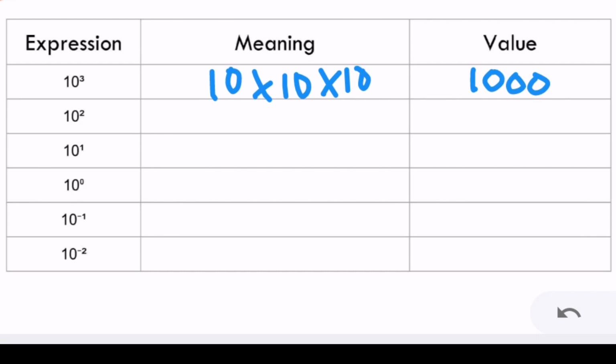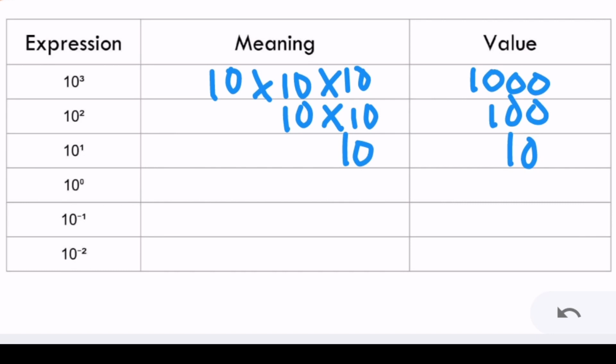For 10 raised to 2, we have 10 times 10. And its value is 100, since 10 times 10 is equal to 100. For 10 raised to 1, what we will be left with is just simply 10, since we just simply use 10 once. And its value is obviously 10 as well. Now, to find out the value for 10 raised to 0, let's try to observe the pattern from the first 3 examples.